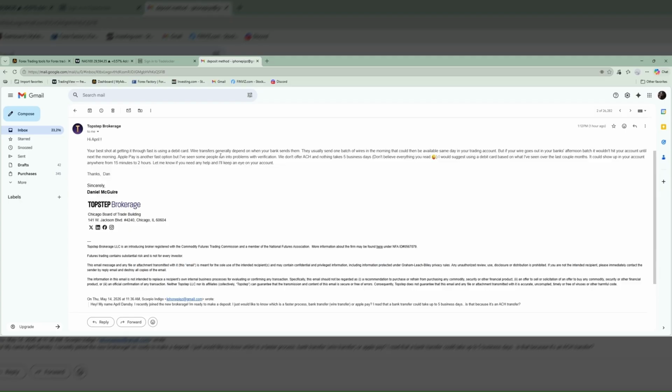Wire transfers generally depend on when the bank sends them. It won't take 5 days, which is what it says on the website, and that's what I asked them. But he said debit cards get processed within 15 minutes to 2 hours. So that's all I needed to hear. Apple Pay and debit cards are probably similar. I don't know how you would have a problem with Apple Pay, but since he said people are running into problems, just do a debit card, that is solid.